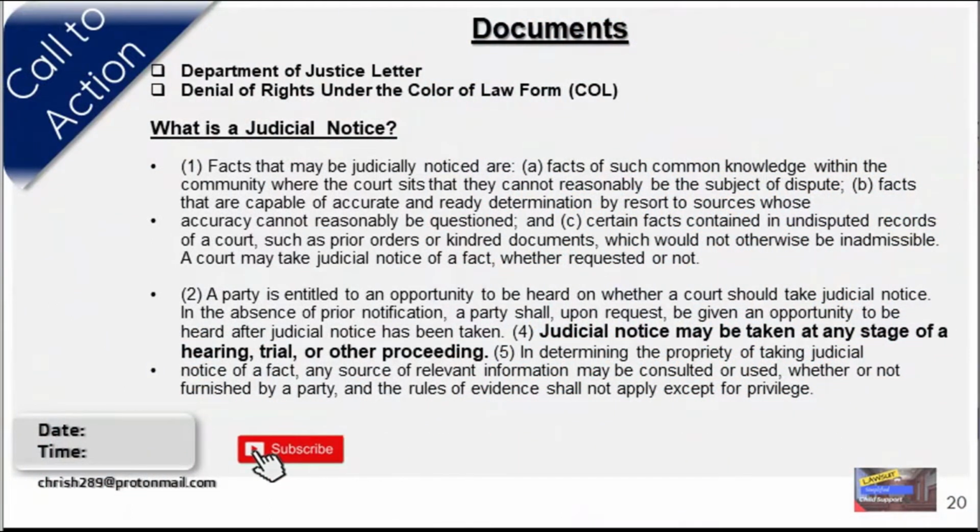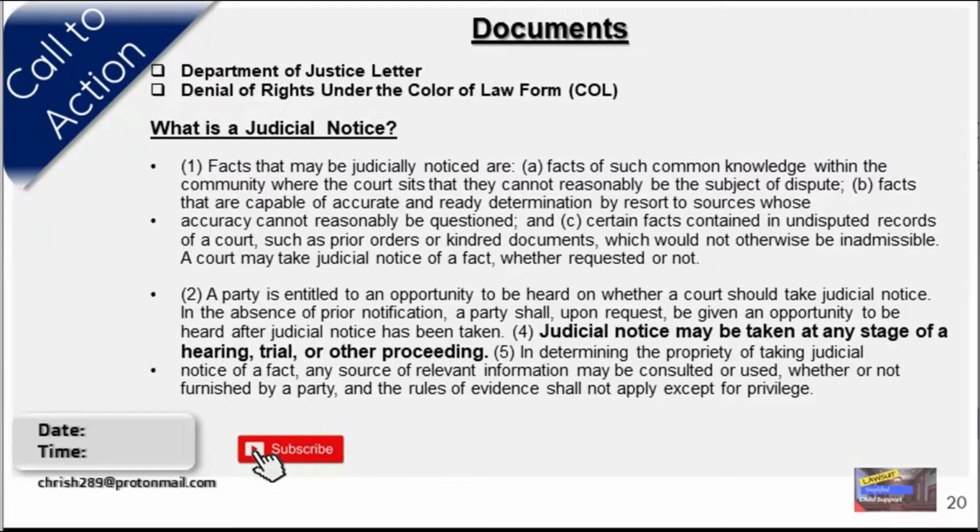So this brings us to the section we call the call to action. That is an area in which we make some suggestions as to what you can do for your case. If you'd like to introduce the Department of Justice letter and the denial of rights letter into your case, the procedure is called judicial notice. Judicial notice may be taken at any stage of a hearing, trial, or other proceedings.